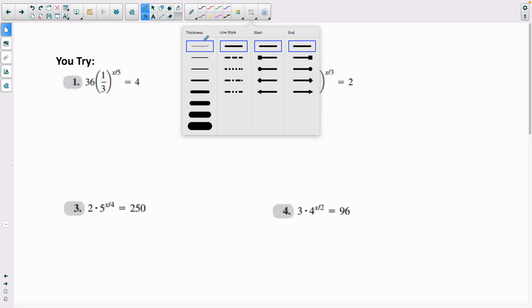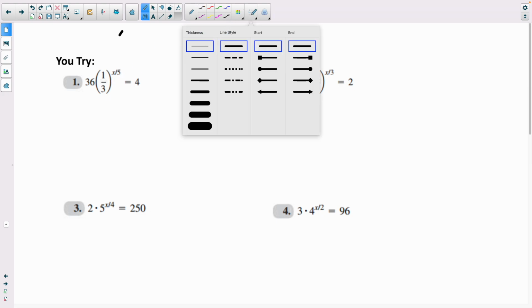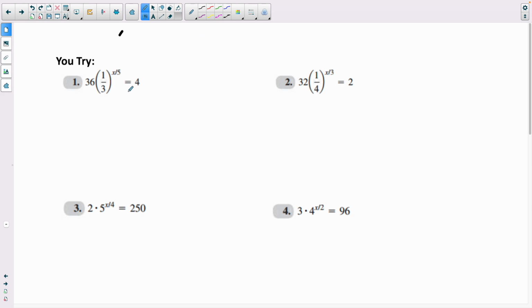And don't do these unless you've tried them first. All right, so number 1: 36 times (1/3) to the x over 5 power equals 4. The first thing I want to do is get the base to the power by itself. So I'm going to divide both sides by 36. That's going to leave me with 1 over 9 on the right-hand side.